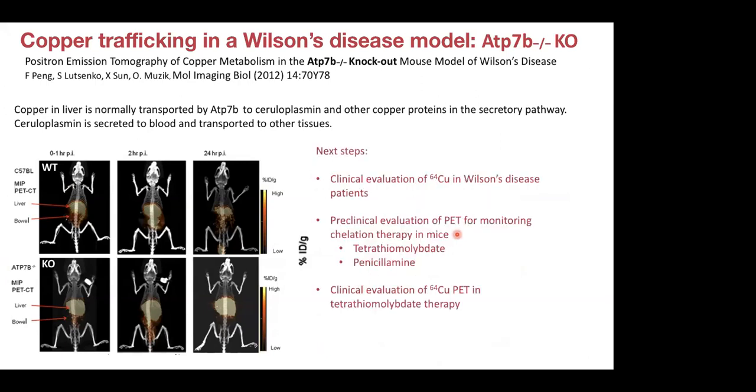So the next steps, both for us and for our colleagues in Aarhus, is to clinically evaluate the copper-64 in Wilson's disease patients. We can also consider using copper-64 PET to monitor the effect of chelation therapy in Wilson's disease using chelating agents like tetrathiomolybdate, which is a recently developed one that's in clinical trials now, and the older chelation therapy agent that's been in use since the 1960s, penicillamine. And maybe we can also do that clinically and monitor the evaluation of these chelating agents in humans as well.